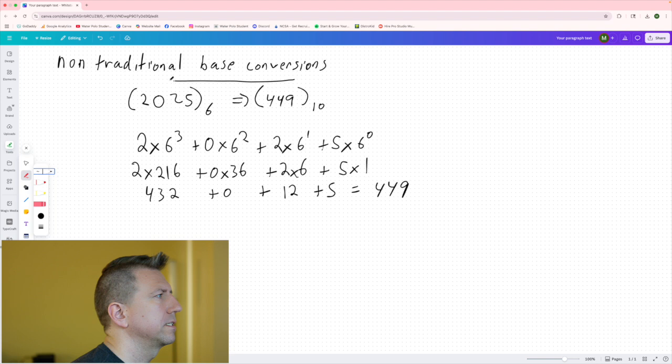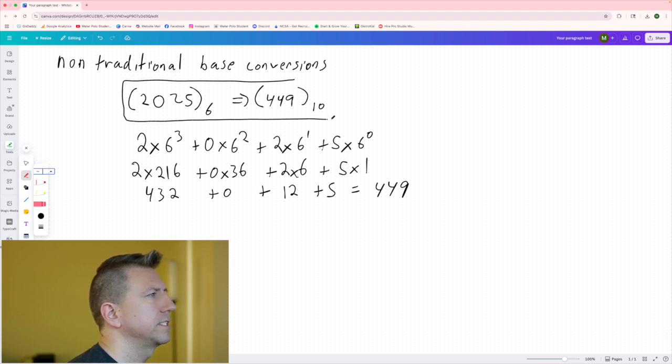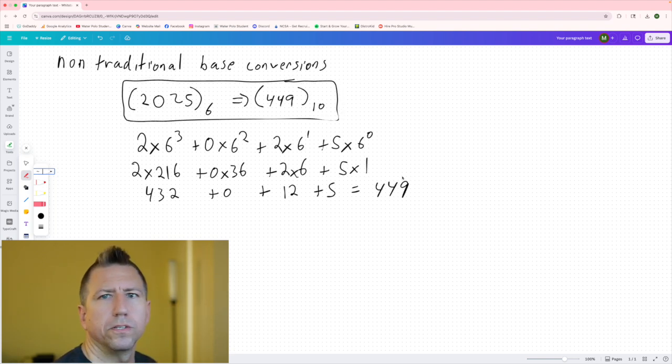So there it is. It's nothing new. If this is new to you, you should watch one of the earlier videos where we go through this process of creating a polynomial to get the decimal number from a different base. But if you've watched those, then this is the same process.